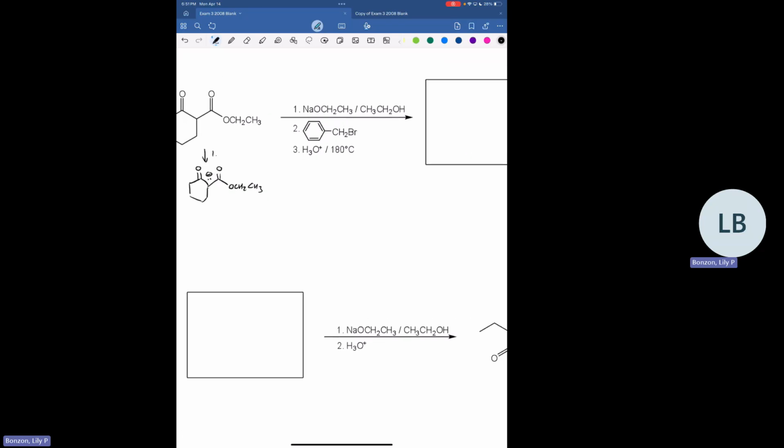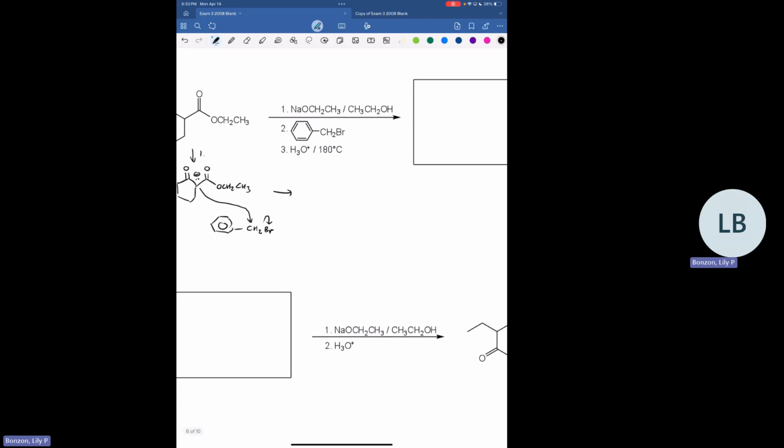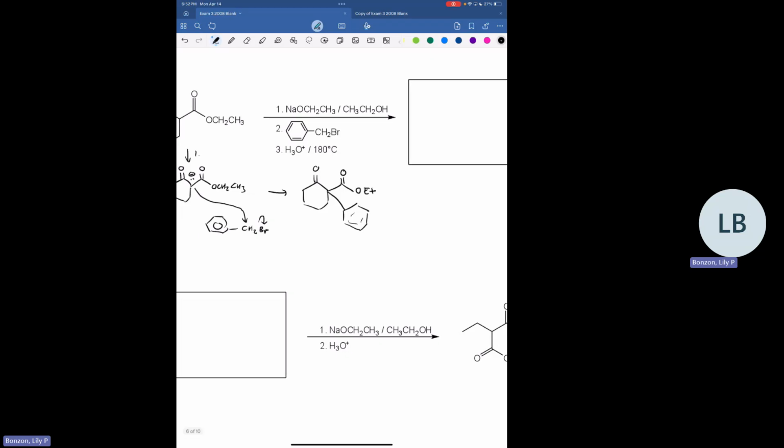All right, for our next step, we have an alkyl halide. So we have our anion that can attack and kind of steal that alkyl group for itself. I'm just going to, not the best drawing ever, but it's okay. And then we have our OEt group.